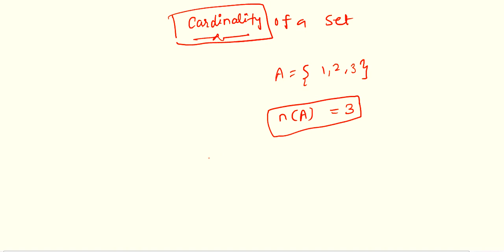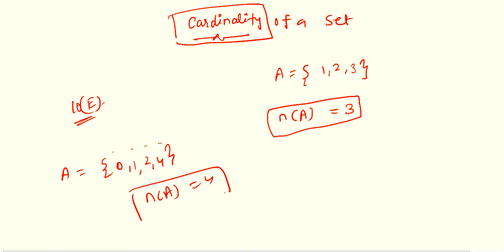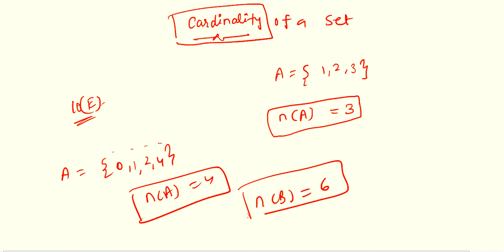So the first question from exercise 10E: write the cardinal number of each of the following sets. Set A is given to you: {0, 1, 2, 4}. So you can write cardinal number of set A equals 4, or n(A) equals 4. Second, B equals {-3, -1, 1, 3, 5, 7}. So 6 elements are there. So you can write n(B) equals 6.